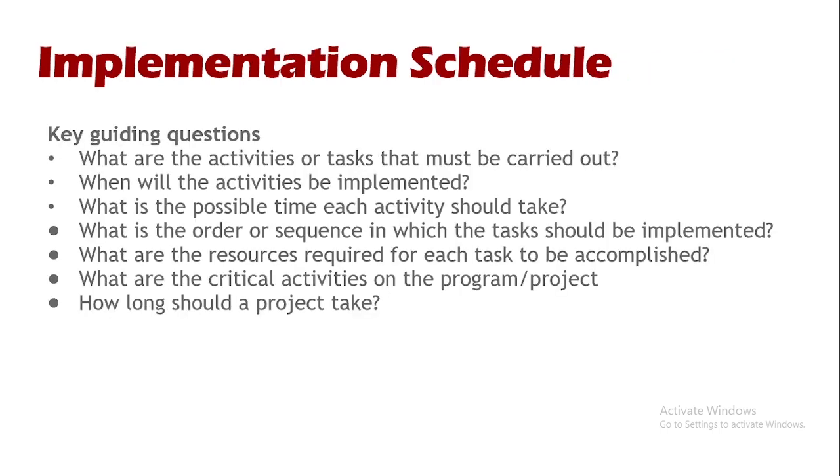So these are key guiding questions you should be able to look at when you're designing your implementation schedule. You can ask yourself: What are the activities or tasks that must be carried out? When will the activities be implemented? What is the possible time each activity should take place? What is the order or sequence in which the tasks should be implemented? What are the resources required for each task to be accomplished? What are the critical activities on the program or project, and how long should the project take?